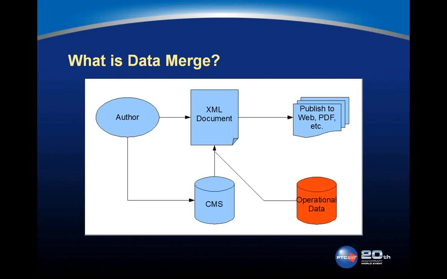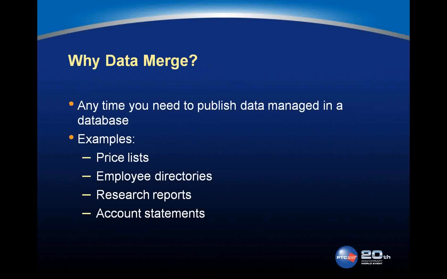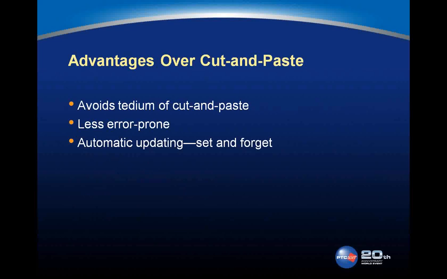Okay, so what does data merge add to this? Data merge adds the ability to go to an operational data store, a database, and pull information out of that and incorporate it with your document. So what's the advantage of doing that? Well, there are lots of times where you might need to publish documents that contain that kind of data. Some examples would be a price list, an employee directory, research reports, account statements, and so on, where you've got a document that has at least some section in it where you want to have a list of things that come from a database, where the information is maintained in a database.